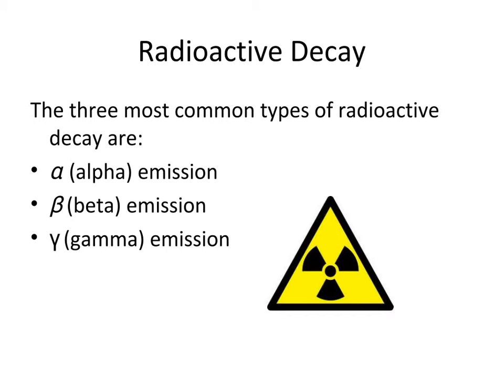The three most common types of radioactive decay are alpha decay, beta decay, and gamma decay. And since they all result in the emission of particles, we often refer to them as alpha emission, beta emission, and gamma emission.